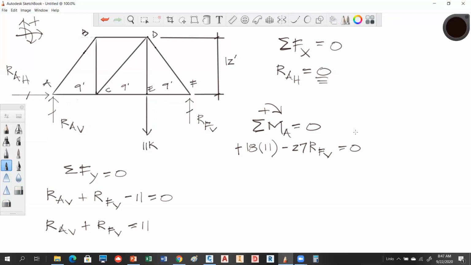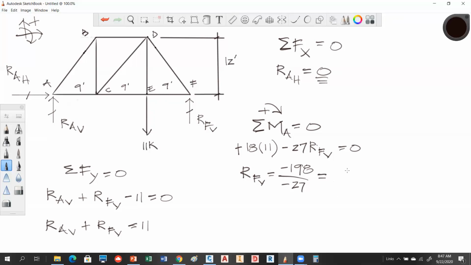Or at any point you have a question, stop me. So I've got RFV minus 198 divided by a minus 27. So the minus and the minus indicate that I'm going to have a positive answer. So that's good because that puts me in the right direction.